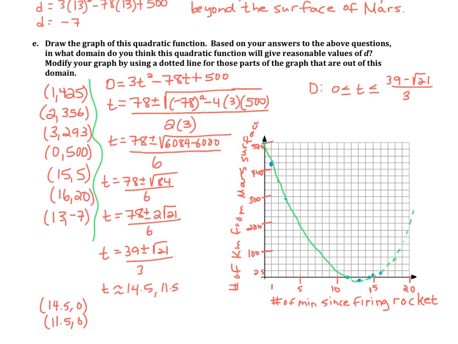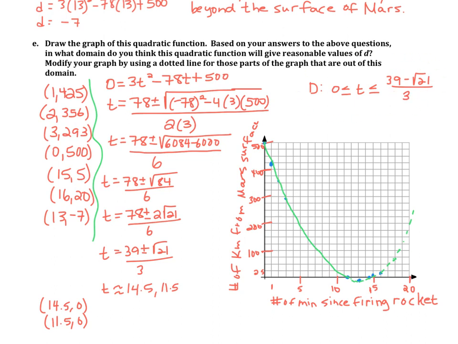All right, and then as far as answering the question, what domain would be reasonable, if we write that up here, our domain is going to be from T values between 0 and this part right here where Phoebe crashed into Mars. Now that's approximately equal to 11.5, but we want to use the exact representation of that from our quadratic formula, so that the answer that yielded the approximately 11.5 was 39 minus the square root of 21 all over 3.